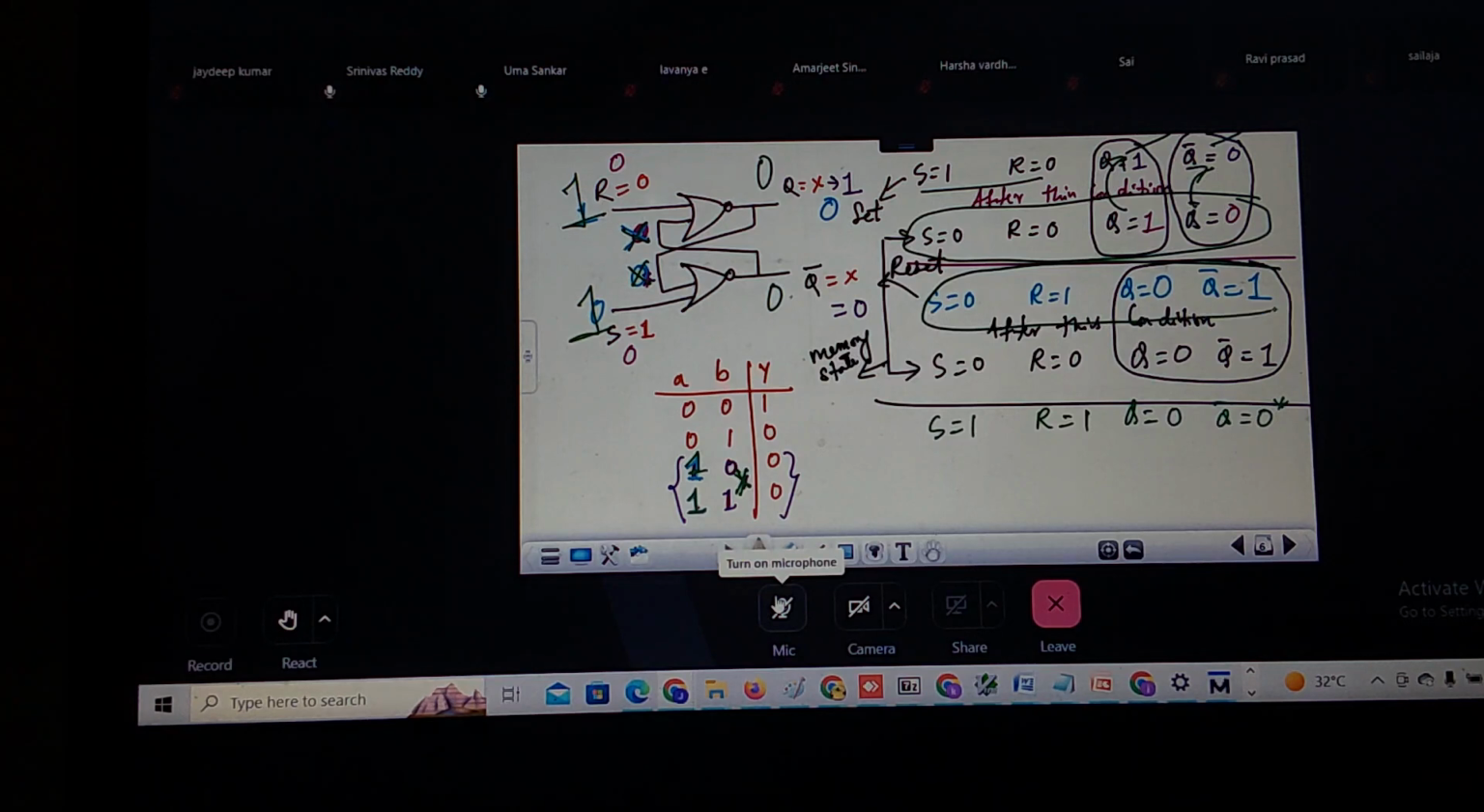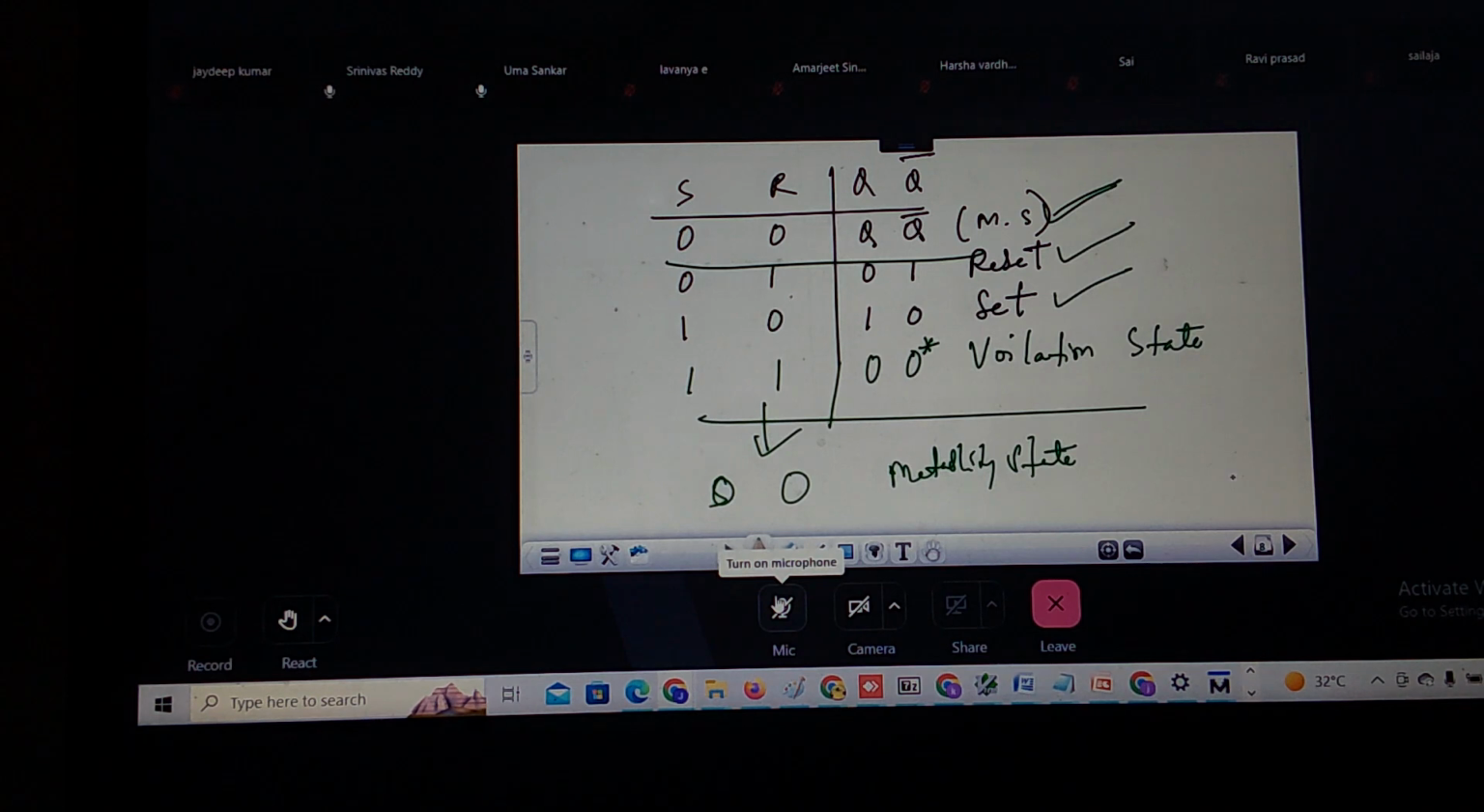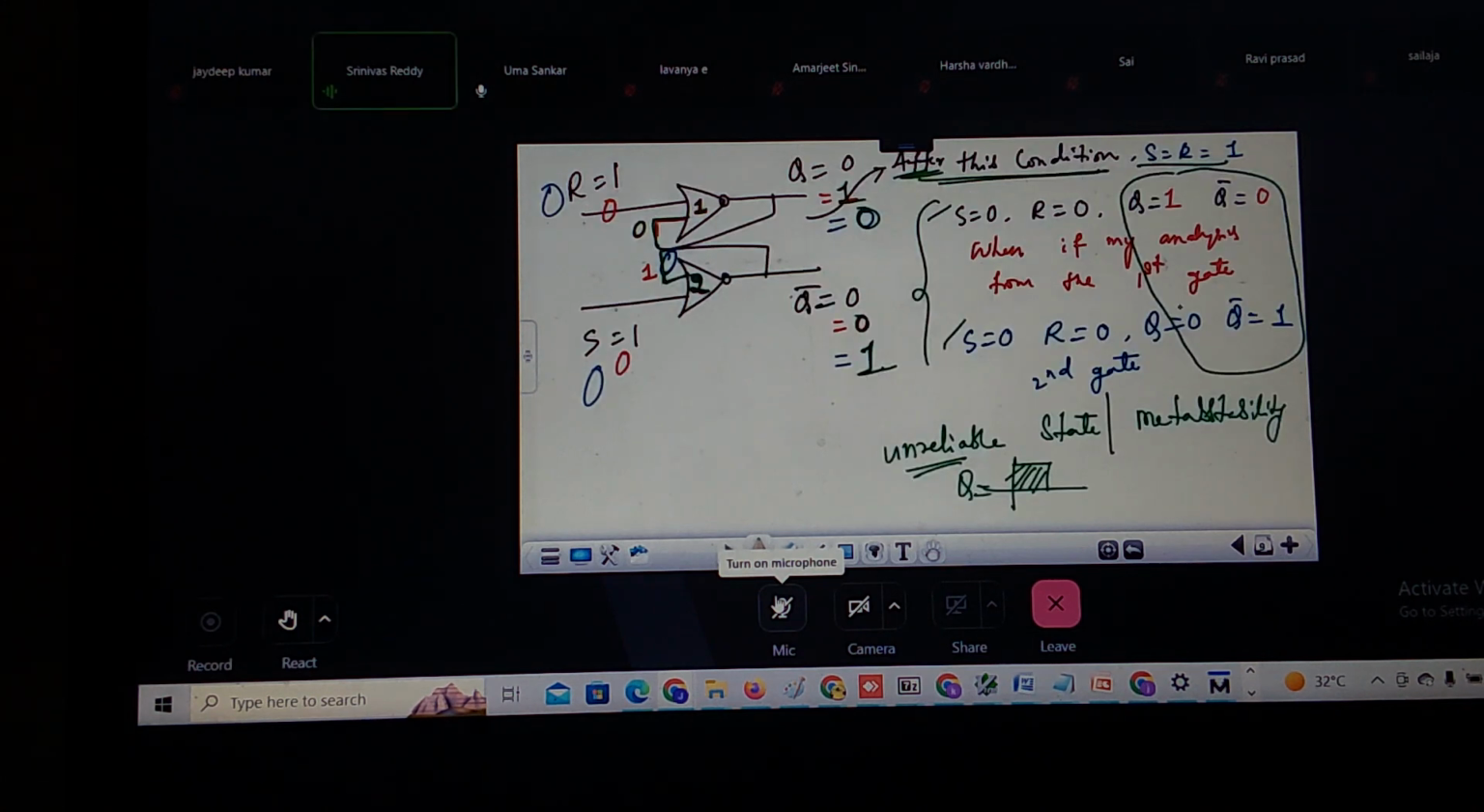In this state also, S0 R1, you tell that Q is equal to 0, Q bar is equal to 1. After this, if I put S0 R0, it follows the previous state. There is a guarantee you can tell what Q and Q bar are. S0 R0 means memory state, 01 means reset state, 10 means set state. But after the violation state, if you put S0, R0, then it goes to metastability. You are not guaranteed what the Q and Q bar values are. Okay, this is metastability.